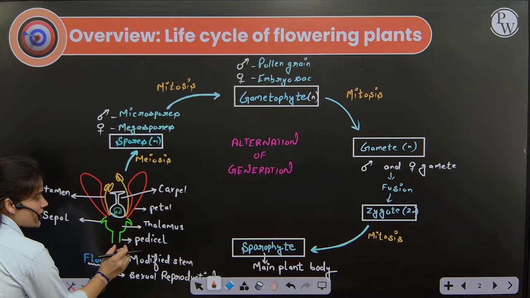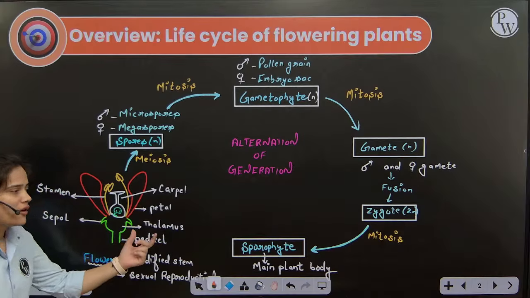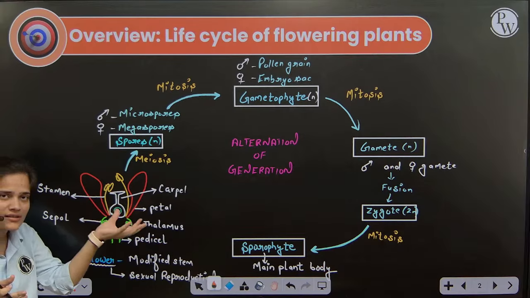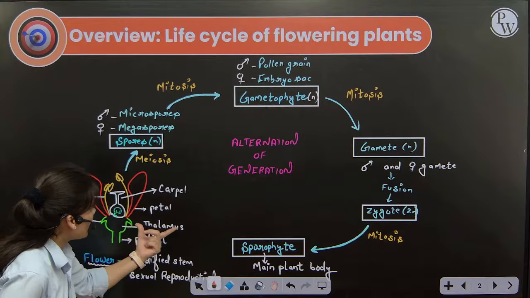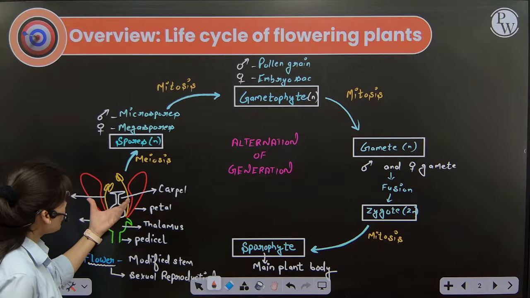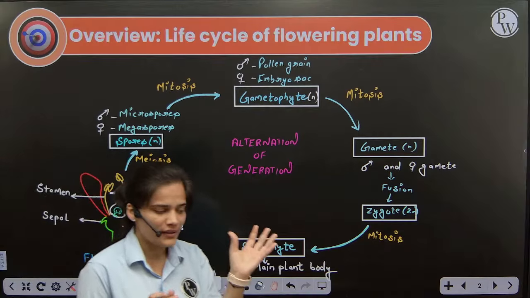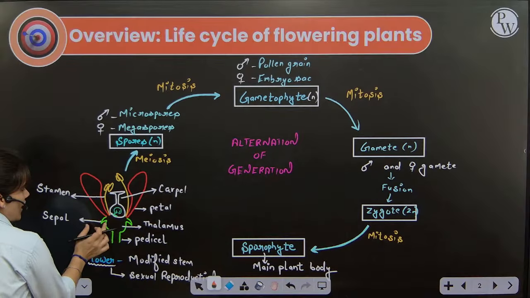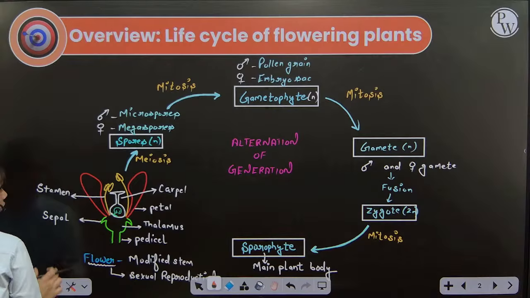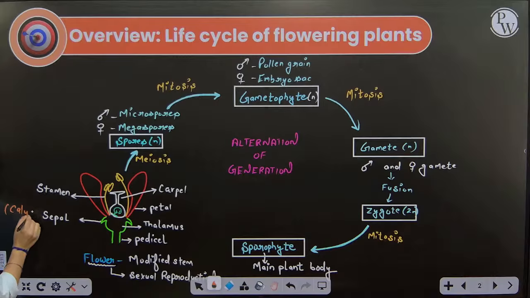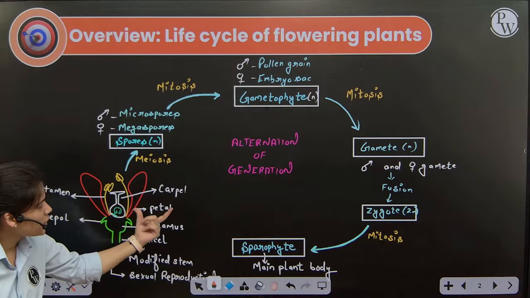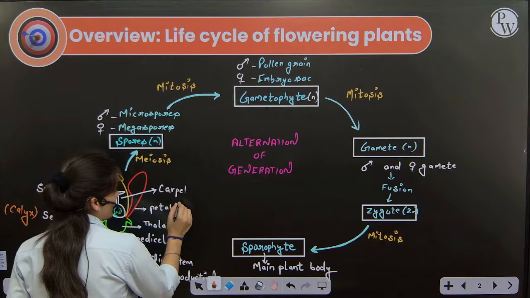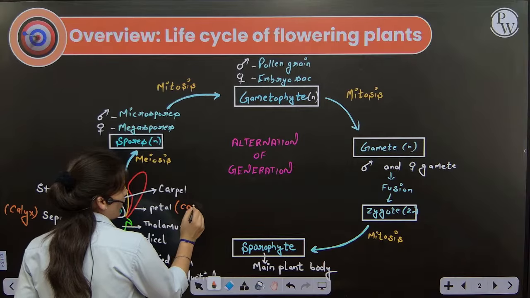Stalk of the flower is known as pedicel. Above this pedicel there is a swollen structure that is known as thalamus. To this thalamus all the floral parts, all the floral whorls, attach. This green part individually is known as sepal, and whorl of these sepals is known as calyx. That red color part is known as petal, and whorl of these petals is known as corolla.